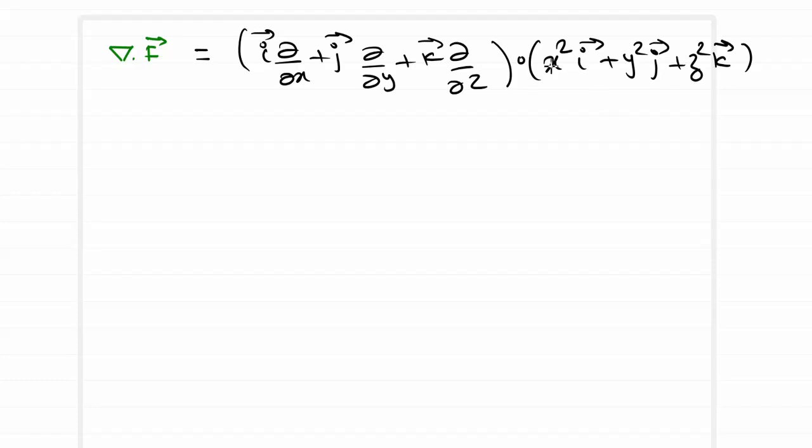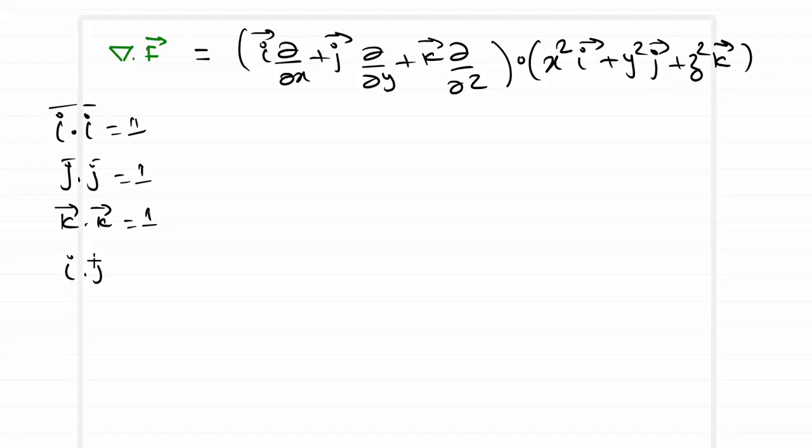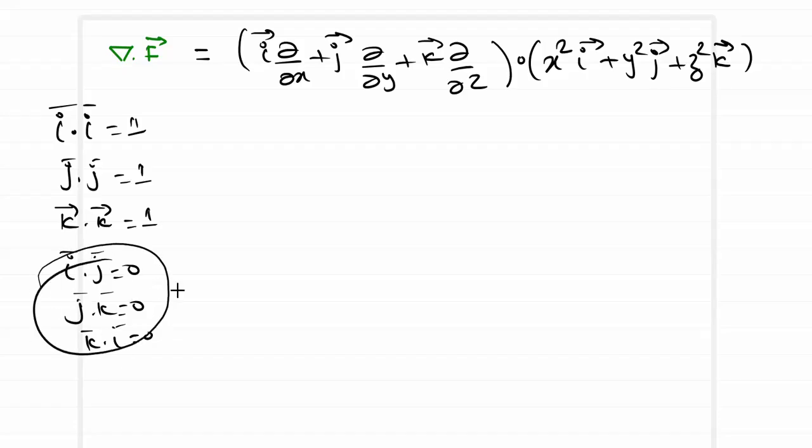When I take the dot product, I need to keep in mind i dot i is equal to 1, j dot j equal to 1, k dot k equal to 1. All other mismatched combinations will make it 0, like i dot j is 0, j dot k is 0, k dot i is 0, and so on. So I just need to concentrate on my i component with this i component alone. When I do i dot i, what is i dot i? This will become equal to 1.